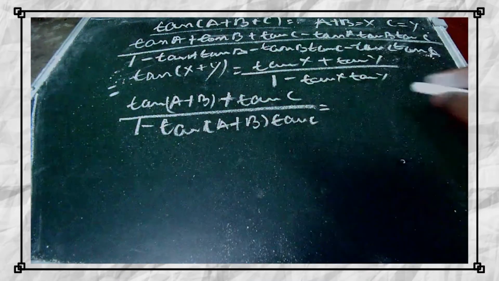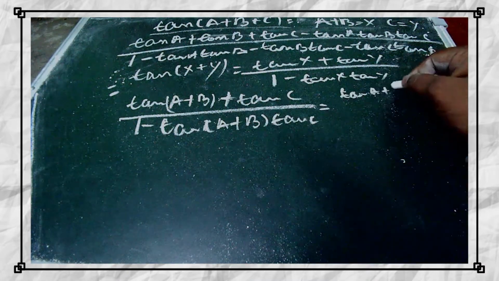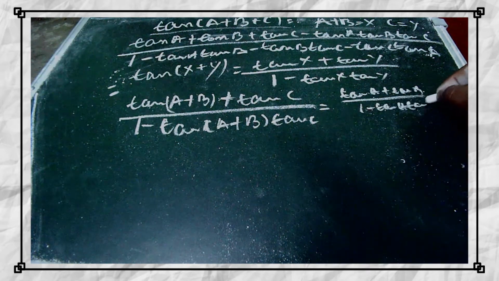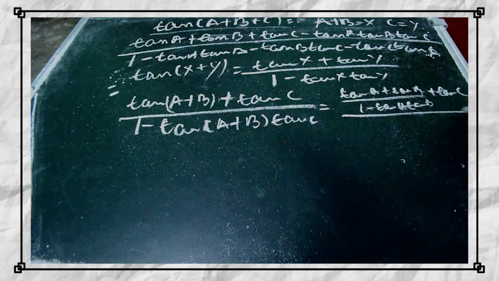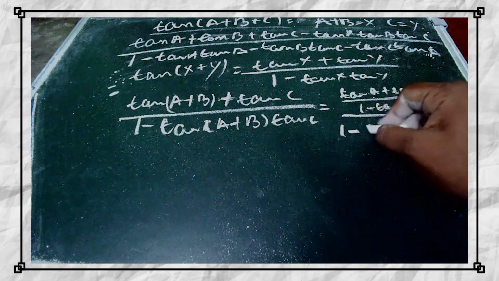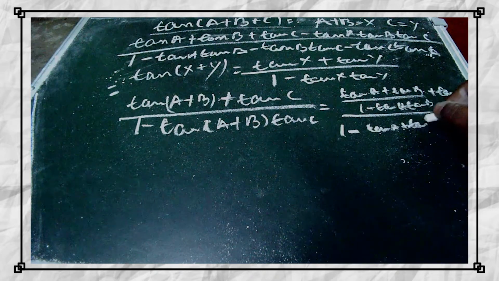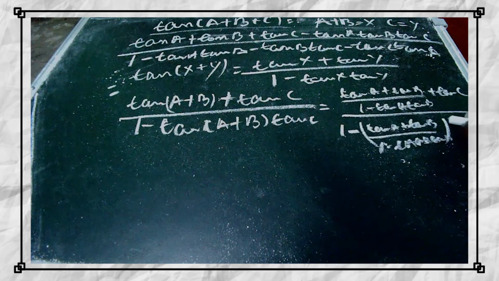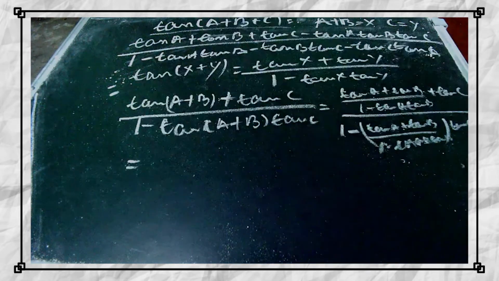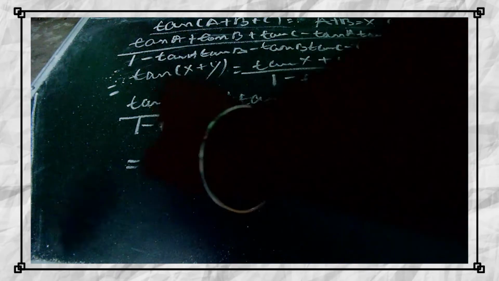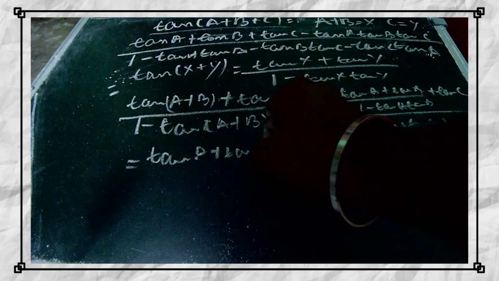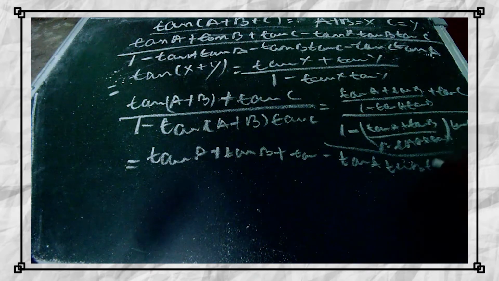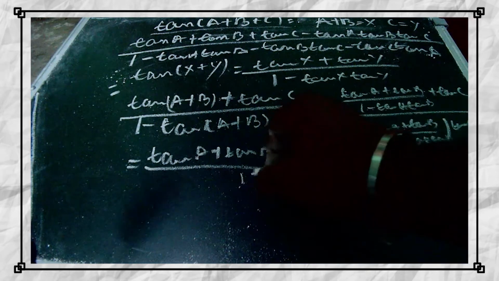So tan of A plus B is again tan of A plus tan of B by 1 minus tan of A into tan of B, plus tan of C, and in the denominator the same 1 minus tan of A plus tan of B by 1 minus tan of A into tan of B, and this will be multiplied with tan of C. So after multiplication and simplification, we will simply get tan of A plus tan of B plus tan of C minus tan of A into tan of B into tan of C, and this will be divided by 1 minus.